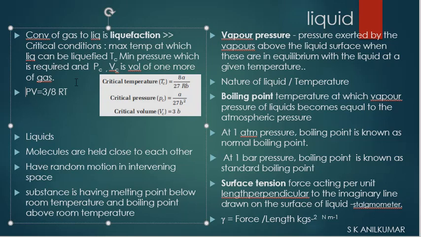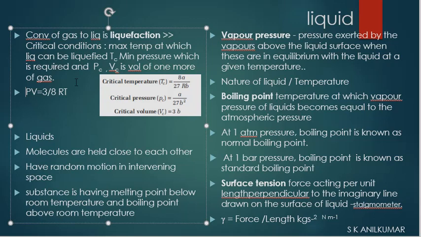A substance having a melting point below room temperature and a boiling point above room temperature is called a liquid. Why do you call it a liquid? If the boiling point is at room temperature, it will boil and become gas. If the melting point is at room temperature, it will melt, and the water will become ice. It is not becoming a solid, it is not becoming a gas, it is remaining as a liquid. That is why a substance having a melting point below room temperature and a boiling point above room temperature is called a liquid. A substance that remains as a liquid at room temperature is called a liquid.